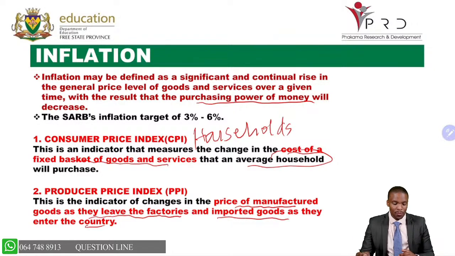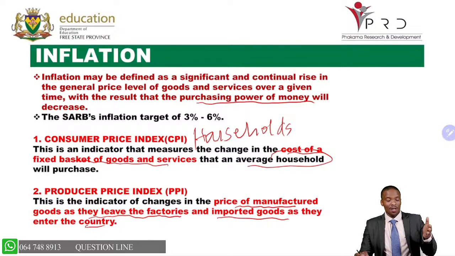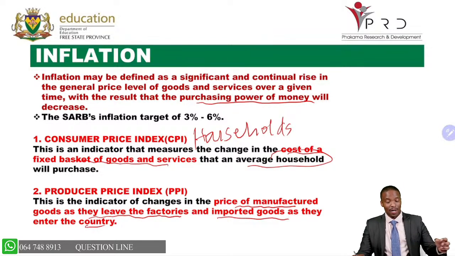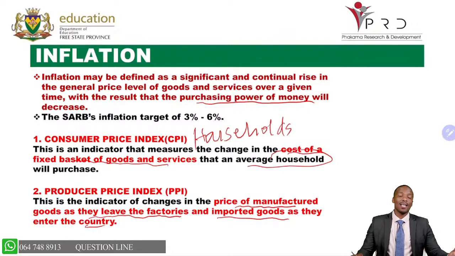Okay. So one would ask you to distinguish between consumer price index as well as producer price index. It can be for 8 marks, or we can ask you to briefly describe the concept consumer price index. This is how we want it. It measures the cost of a fixed basket of goods and services that an average household purchases. Then the producer price index measures the price of manufactured goods as they leave the factory or the price of imported goods as they enter the country. We know they go straight to the factory.